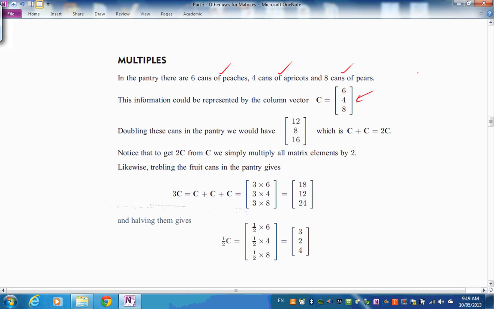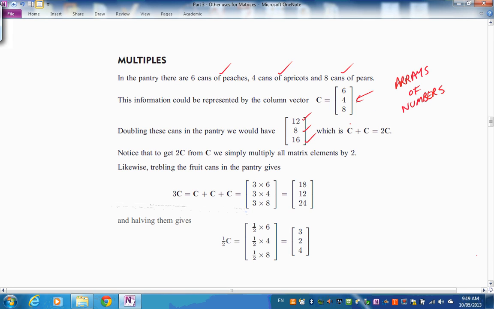No letters, remember, in matrices. Matrices are arrays of numbers, and you must keep your wits about you throughout to make sure you remember what the number means in each position. Okay, so if you double the amount in your pantry, you would have to double each of those.